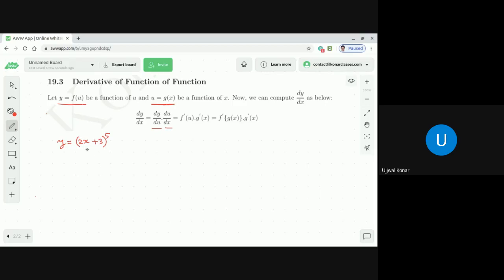We can assume that 2x plus 3 is equal to some other function, that is u. So we can write that y is equal to u power 5.